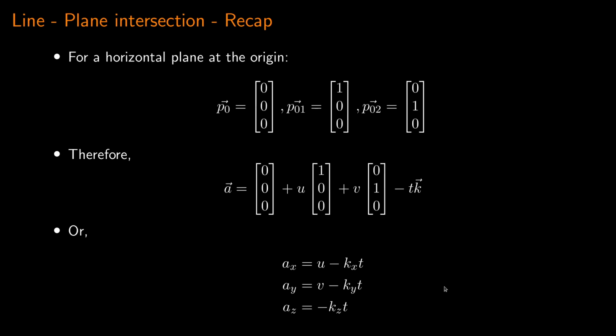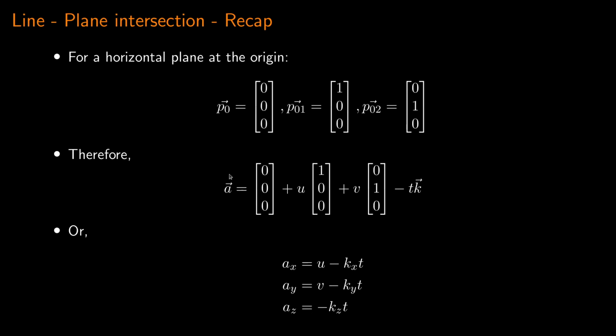Okay, now for a horizontal plane at the origin, we can define P0, our origin point for the plane, simply as the global origin, 0, 0, 0. P01 can simply be a vector pointing in the positive x direction, so it's just 1, 0, 0, and then P02 is just a vector in the positive y direction, 0, 1, 0.